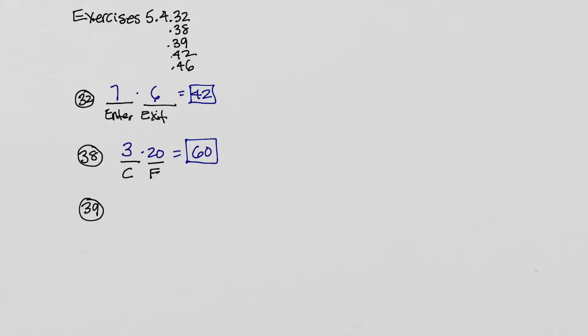Now in problem 39, it says there's 6 houses in a row. 1, 2, 3, 4, 5, 6. And we're going to paint each one with one of these colors. We can choose from red, blue, green, and yellow. We want to know how many different ways can the houses be painted so that no 2 adjacent houses are the same color. So I'm taking that to mean like this.